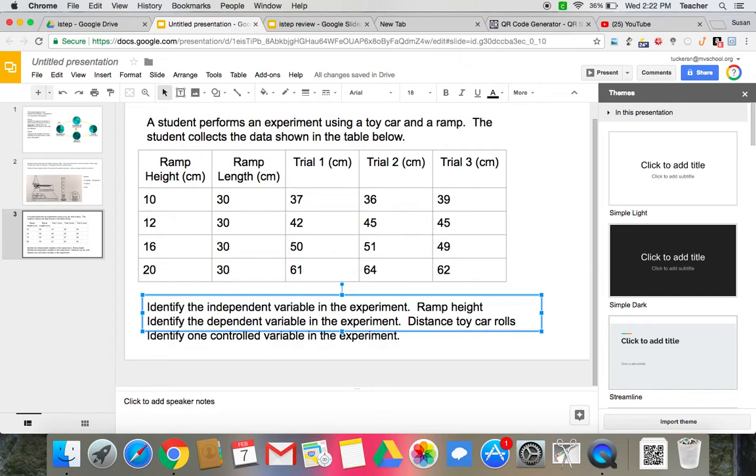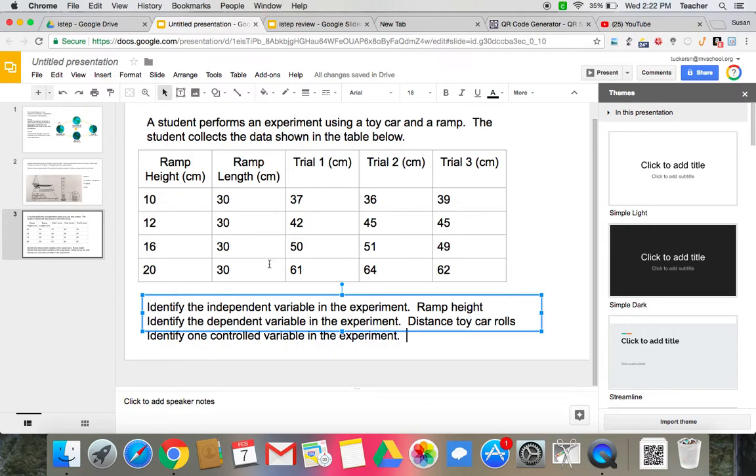And then third question, identify the one controlled variable in the experiment. There's probably a lot of controlled variables, but the one that I know for sure is right here. It's the one thing that is kept the same. Now, it might have been the same toy car. We don't know that. It should have been the same toy car, but since that is unknown, we probably should not write that answer down.